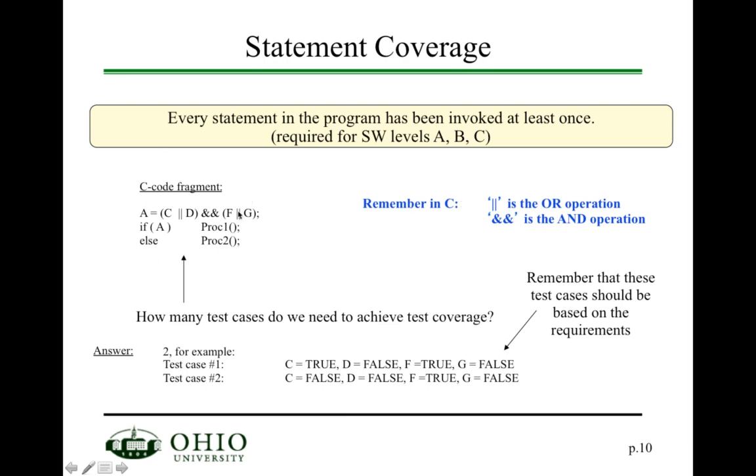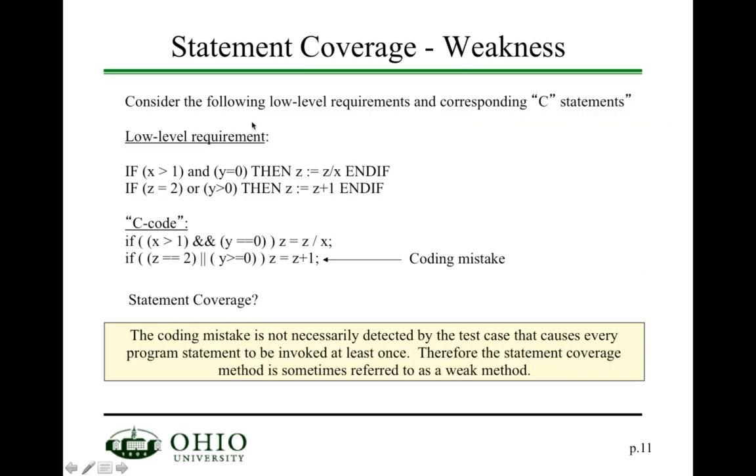A couple of things. Remember what I used here: I used the OR operation in C and the AND operation in C as well. So the weakness is that statement coverage really doesn't capture some of the robustness cases that you would want. For example, suppose I have this low-level requirement. This is just kind of like pseudocode, and we've talked about pseudocode before in the previous module, so I'm not going to say too much about it, but it's one way to implement low-level requirements.